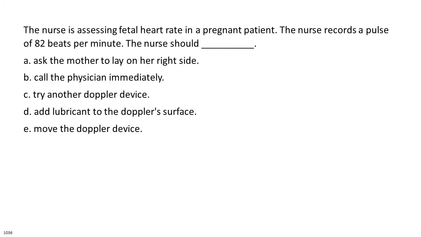The nurse is assessing fetal heart rate in a pregnant patient. The nurse records a pulse of 82 beats per minute. The nurse should dash. A. Ask the mother to lay on her right side. B. Call the physician immediately. C. Try another Doppler device. D. Add lubricant to the Doppler's surface. E. Move the Doppler device.